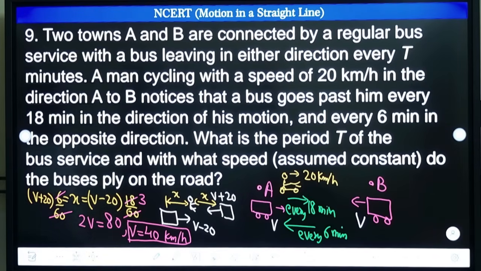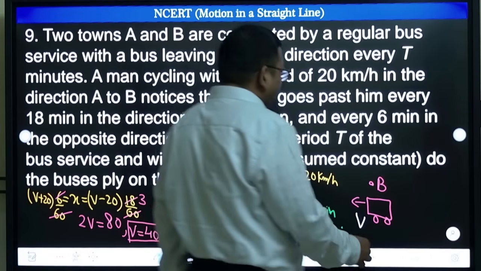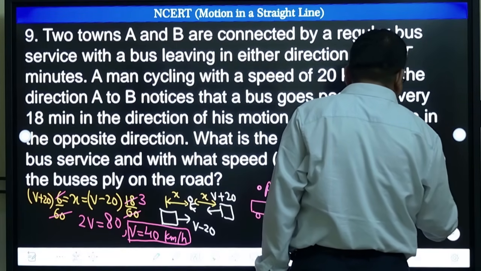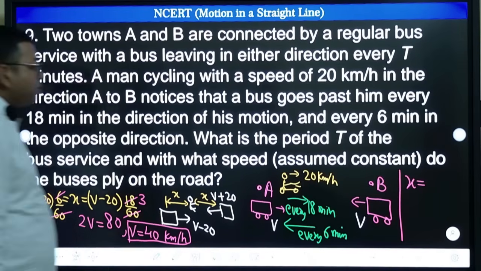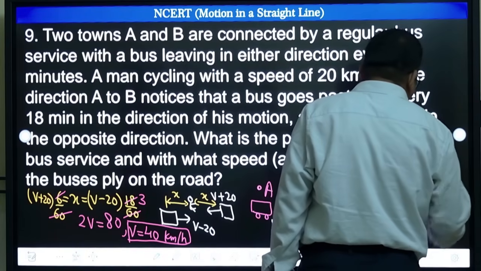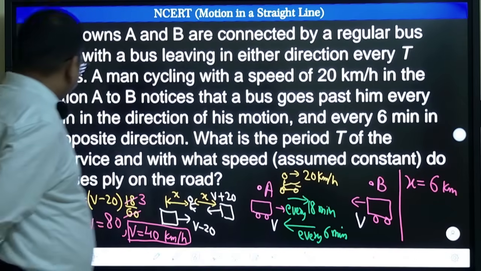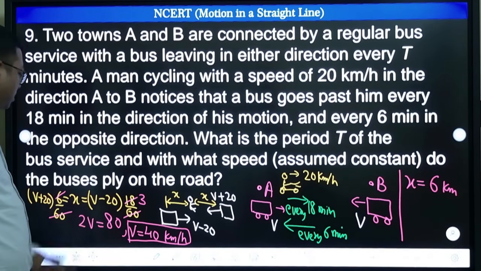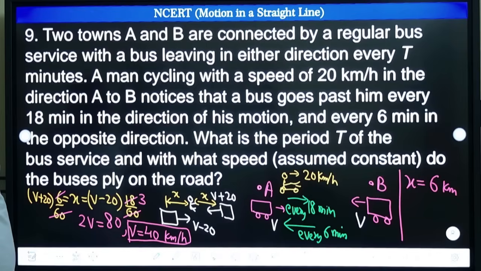Suppose I substitute there. So what will be x now? x I can calculate. Because 6 by 60 means 1 by 10, 1 by 10 it will come, and this is 40 plus 20, 60. Correct? So 60 by 10 means 6. That is 6 kilometers. This 6 is in kilometers because I have taken it in terms of kilometer per hour. Okay. Then what do we want to calculate here?